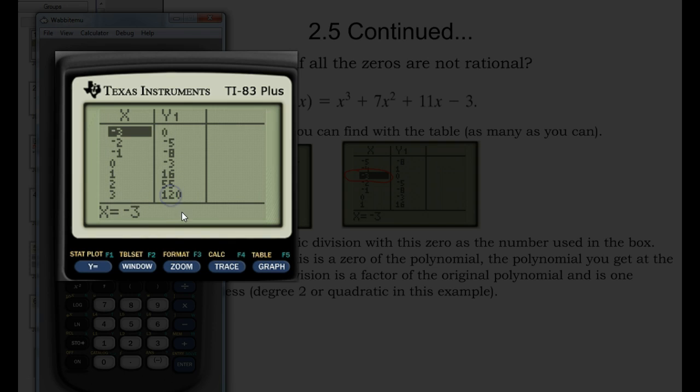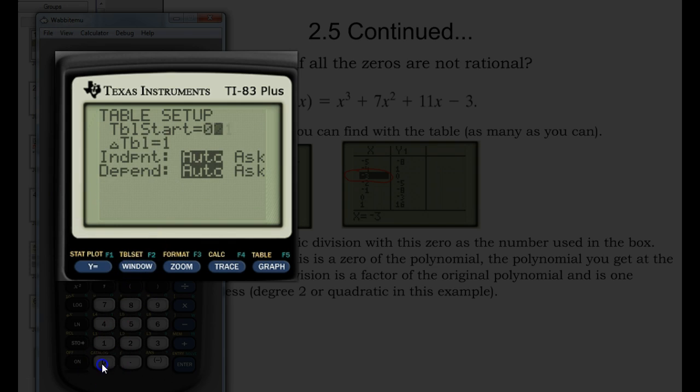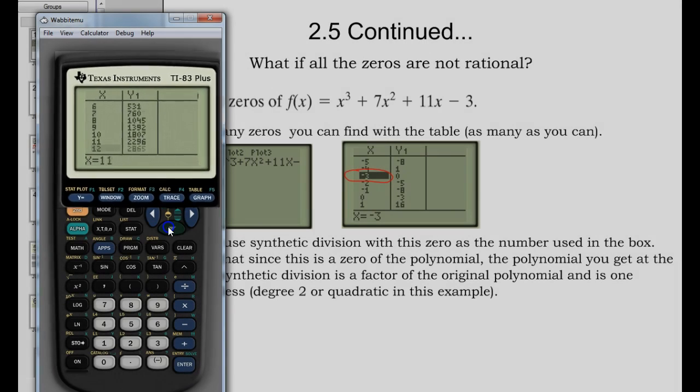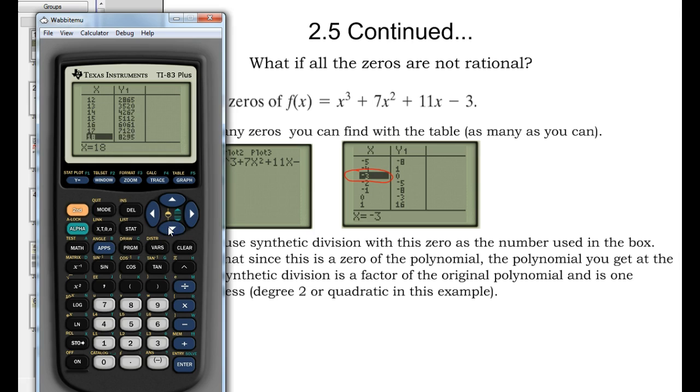If I scroll up to -3, there's where that 0 is. So I've got a 0 at -3, but if I just keep scrolling, I'm not going to see any more zeros. Table set, back to 0. Same thing if I go down. I'm not going to see any more zeros that way either. And you can always graph it to get a visual and see that.